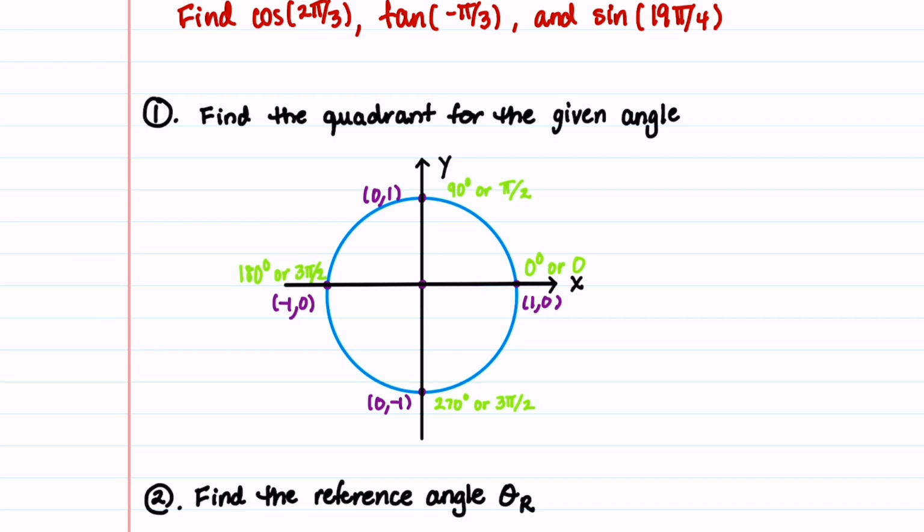The first step in evaluating these trigonometric functions is to find the quadrant that the angle is located in. Let's begin by notating the quadrants in red. This is quadrant 1. To the left is quadrant 2. Below quadrant 2 is quadrant 3. And then to the right of quadrant 3, we have quadrant 4. So the first thing you need to do is find the quadrant for the given angle.